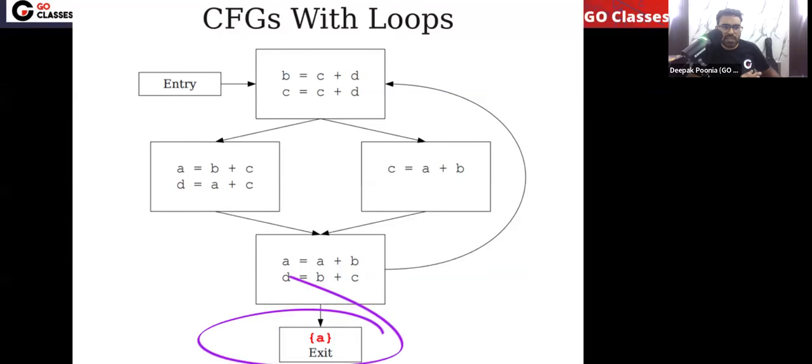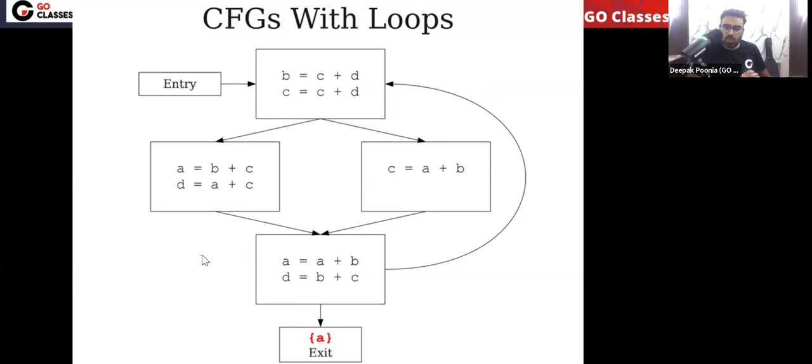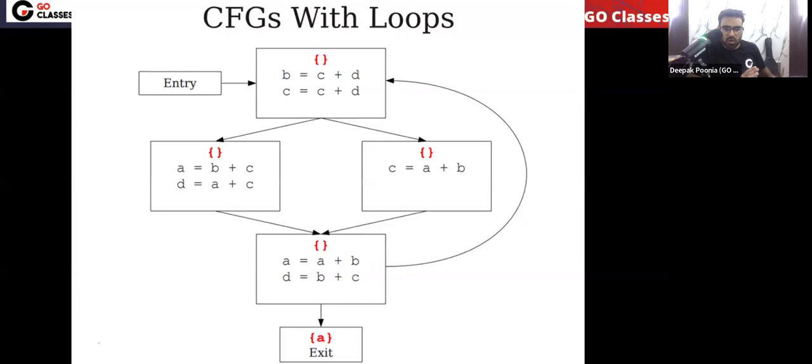So this is given, that at the exit of this CFG, only variable a is alive. Now let's do the liveness analysis of this CFG with a loop. The first step, very important: for every basic block, you assume that in of b is equal to ϕ. You mention that for every basic block, in of b is equal to ϕ. This is the first step, initialization. Very simple. Now we will start.